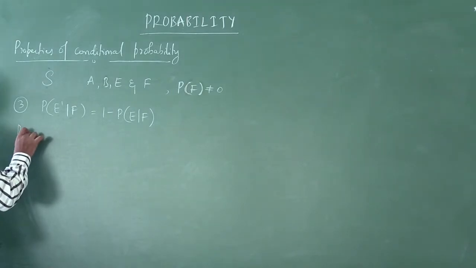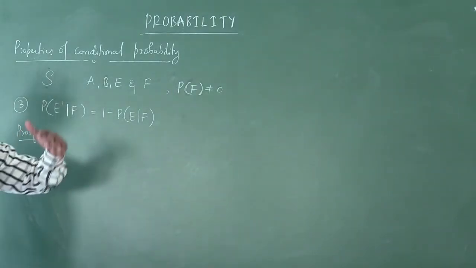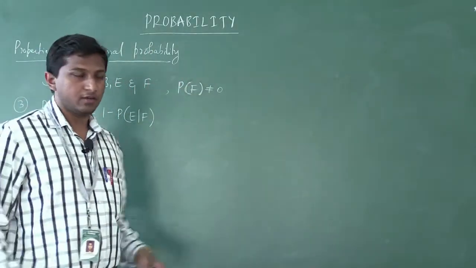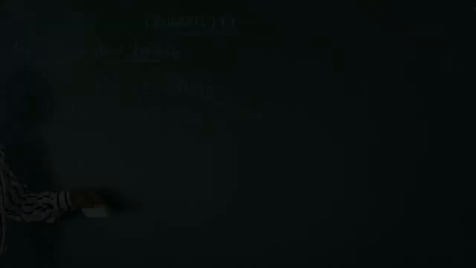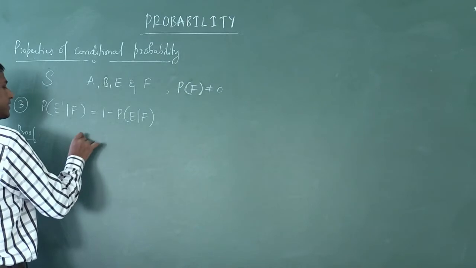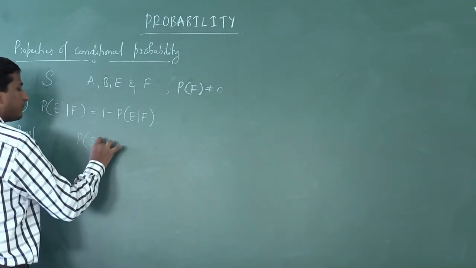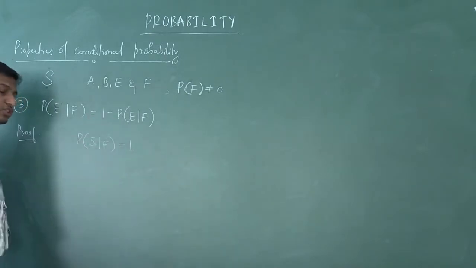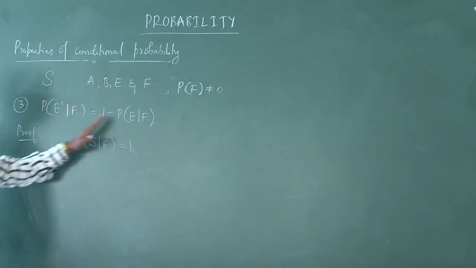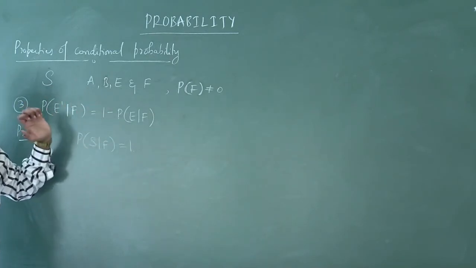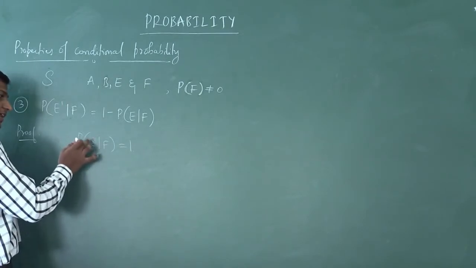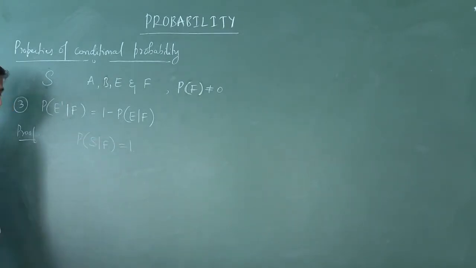For the proof, we will use the first as well as the second properties. Both properties we are going to use here. We'll consider property number 1, P of S bar F equals 1. So I am using property number 1 to prove this statement, property number 3. Property number 1, we know it to be P of S bar F is equal to 1.